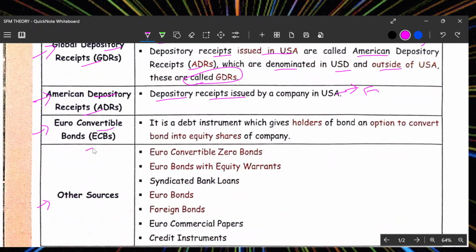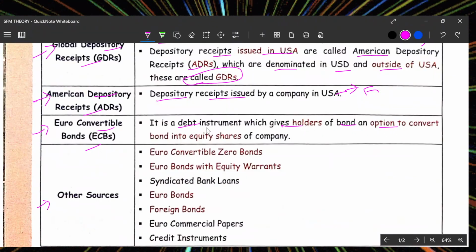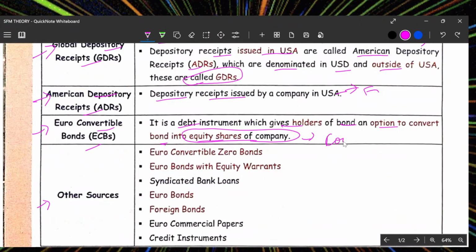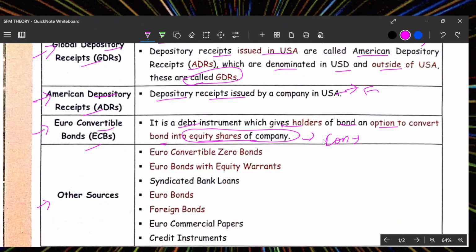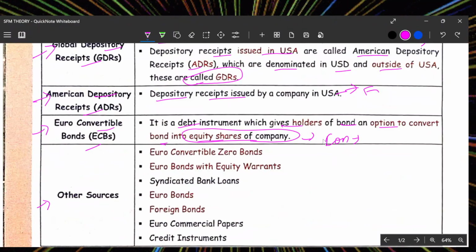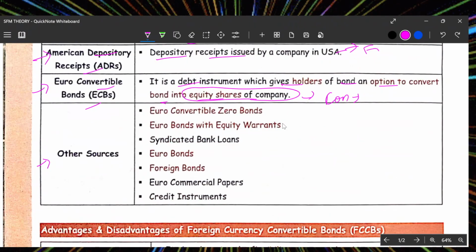Euro convertible bonds. It is a debt instrument that gives the holder an option to convert the bond into equity shares of a company. So usually these euro convertible bonds are convertible debentures. It gives the option to convert the bond into equity shares. This is euro convertible bonds.